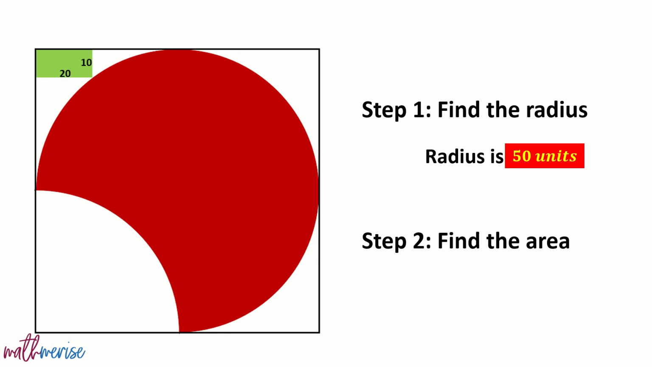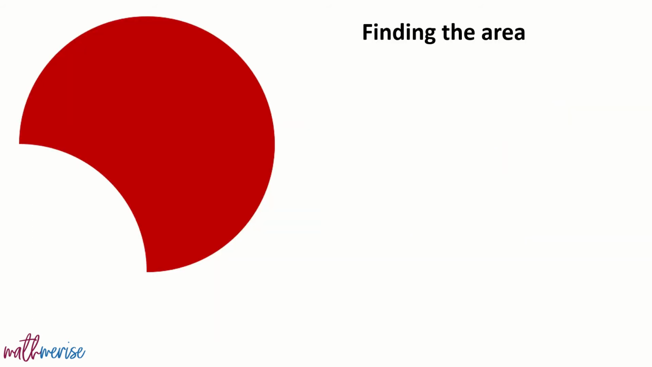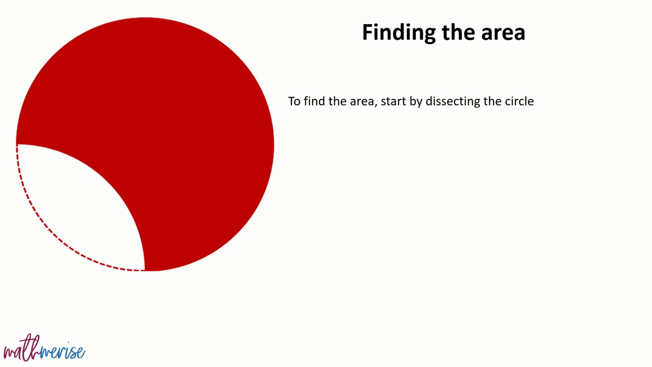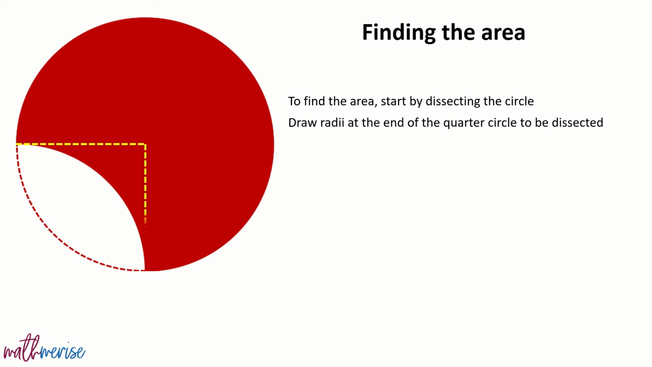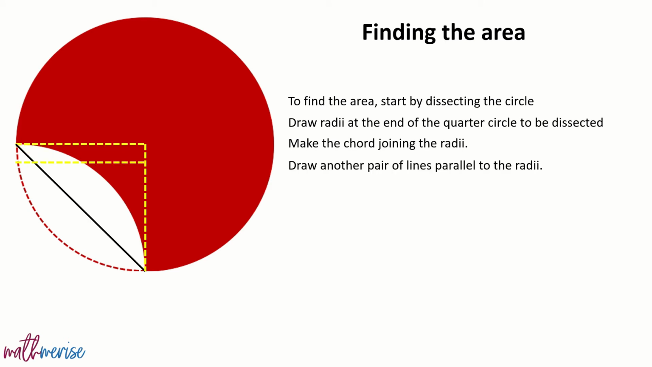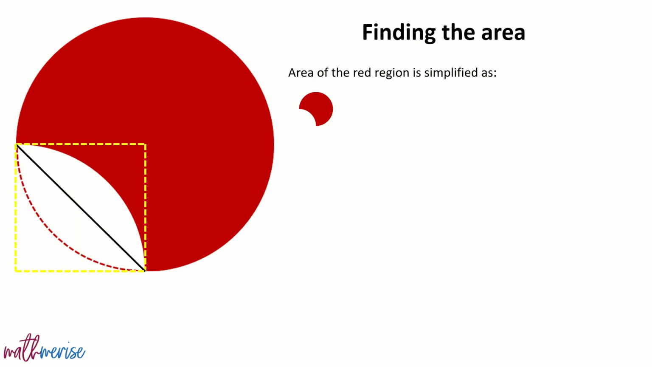Now in step 2, we will find the area of the red region. To find the area of the red region, we will first assume the remaining part of the circle. To find the area, start by dissecting the circle. Draw radii at the end of the quarter circle to be dissected. Make the chord joining the radii. Draw another pair of lines parallel to the radii. The area of the red region is the area of the circle minus the smaller segment minus the smaller segment again. In this case, both the segments are similar.